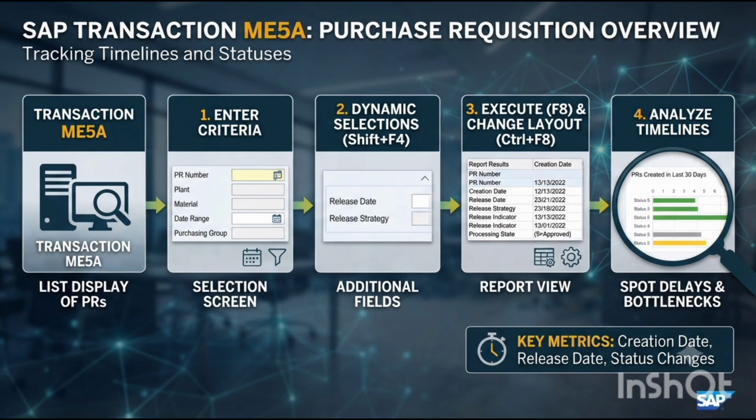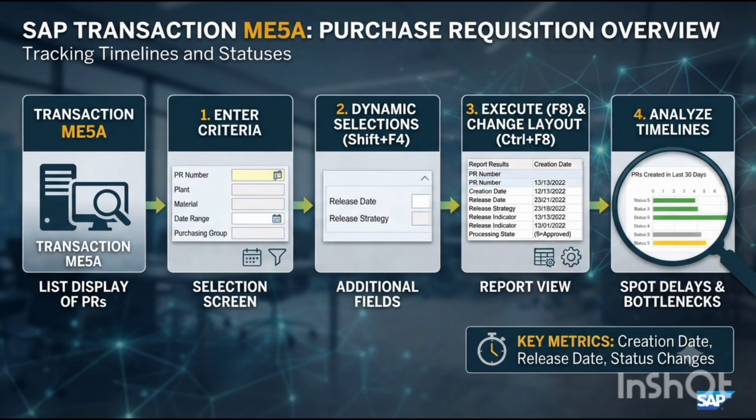When you need a comprehensive view of purchase acquisitions across the organization, transaction ME5A is the standard tool of choice. To begin, navigate to code ME5A and enter your basic selection criteria such as specific PR numbers, plants, materials, date ranges, or purchasing groups. For advanced filtering, make use of dynamic selection using Shift plus F4 to include specialized fields like release date and release strategy. Once your criteria are set, execute the report using F8 because standard default layouts often omit critical timeline fields.